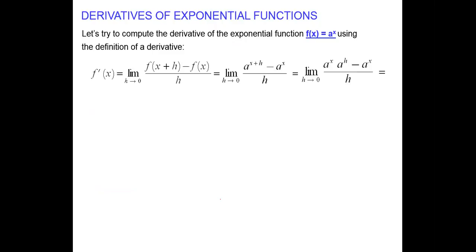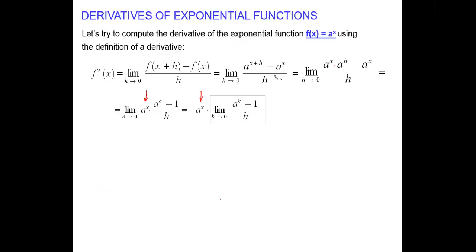I can use the property that a to the power of x plus h is simply a multiplication of a to the x and a to the h. Now I have a common factor, a to the x, which I am factoring out. As I said, this is constant, so I can put it outside. That means I have this limit: as h goes to 0, a to the h minus 1 over h. We still have to evaluate this limit.